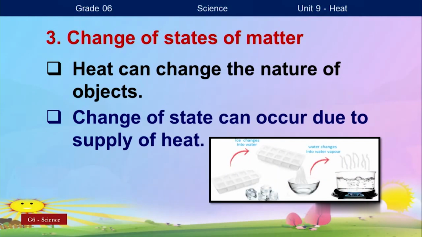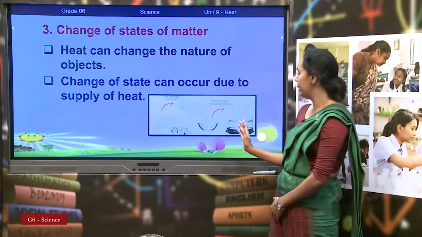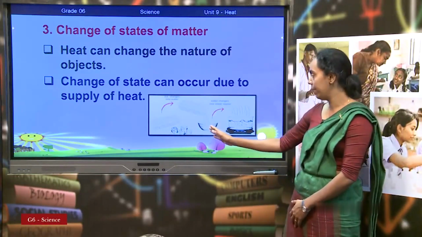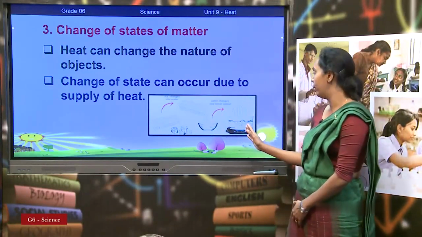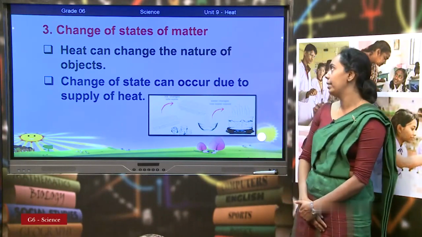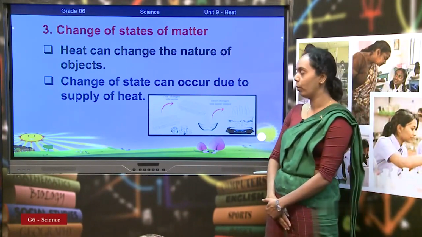Now I would like to explain that when the ice absorbs heat, it becomes water. When the water absorbs heat, it becomes water vapor. Here you know ice is the solid state of water, water is the liquid state of water and water vapor is the gas state of water. When it absorbs the heat, the solid state changes into the liquid state, which changes into the gas state. Then you can see that due to heat, change of states of matter can occur.